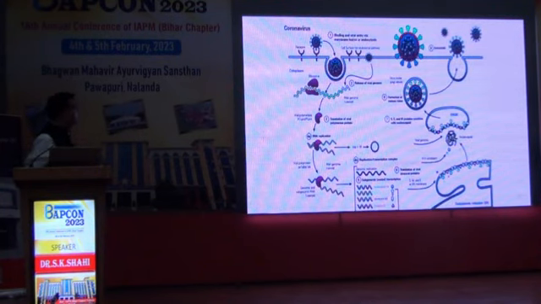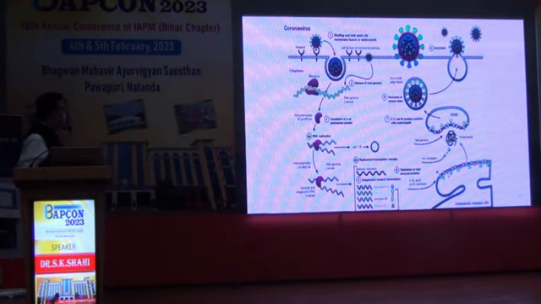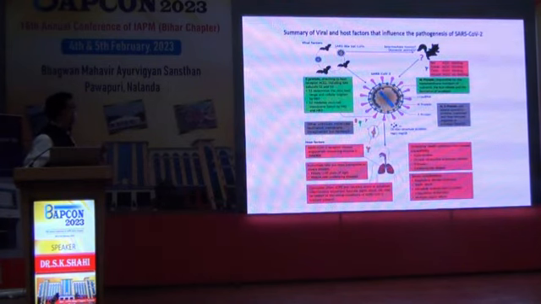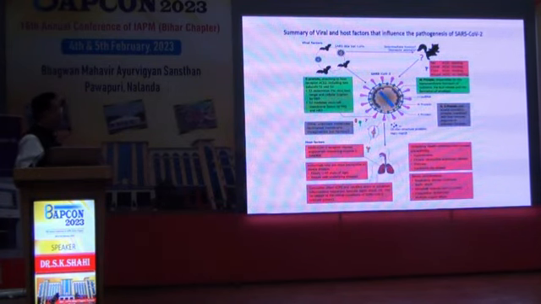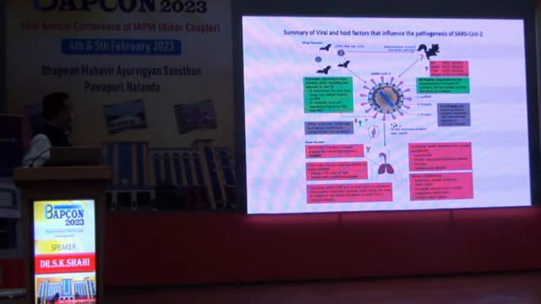This is just a graphical presentation of how it goes, from the binding of the virus, to entry through the membrane and the fusion. This is the second step, the release of the viral genome. This is the third, the translation of the viral proteins, and this is the RNA replication. Like that it goes and the disease occurs. This is the summary of the viral and host factors that influence the pathogenesis, which you see. I will not go into the detail because everybody knows even better than me.